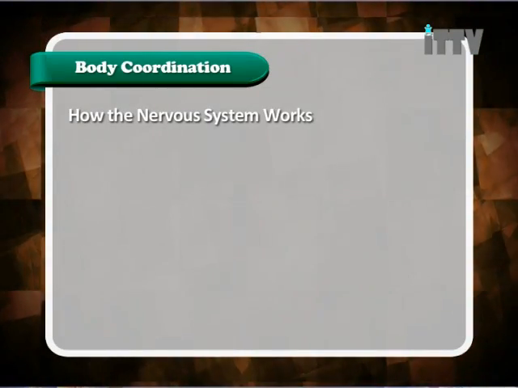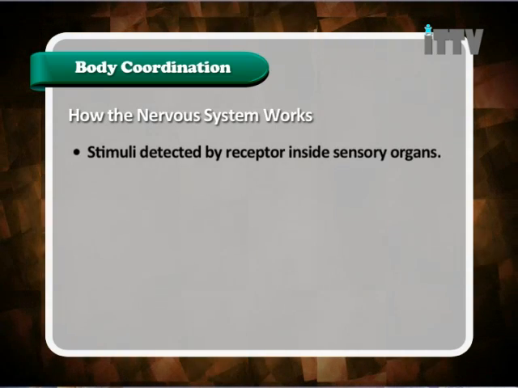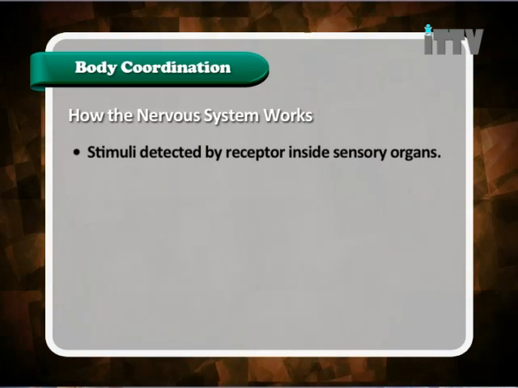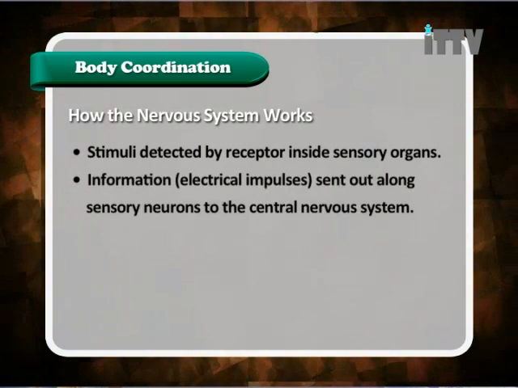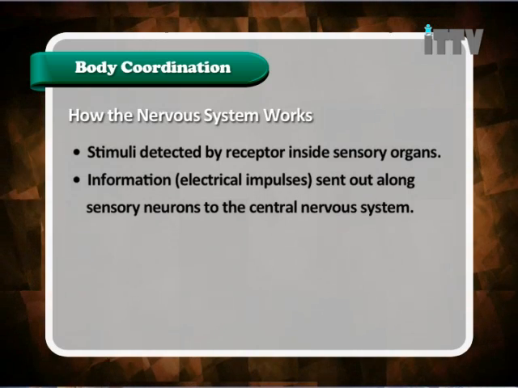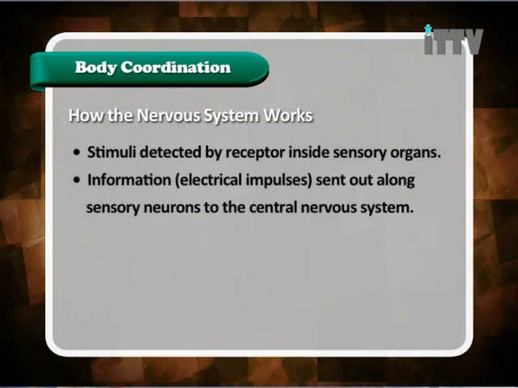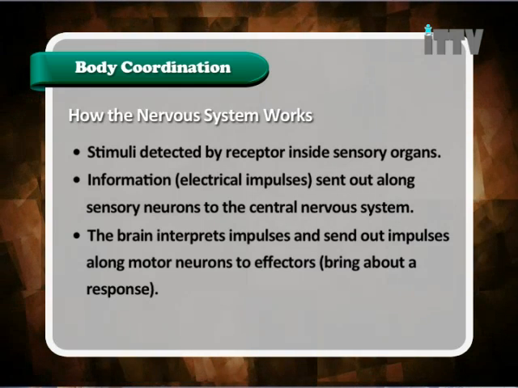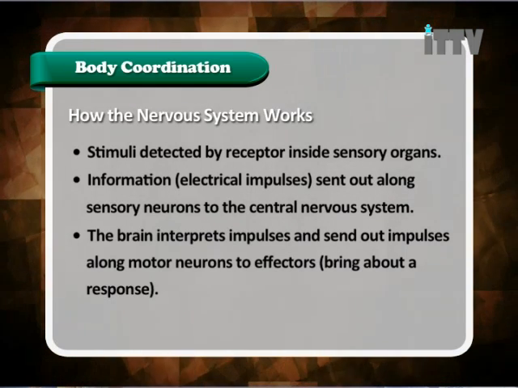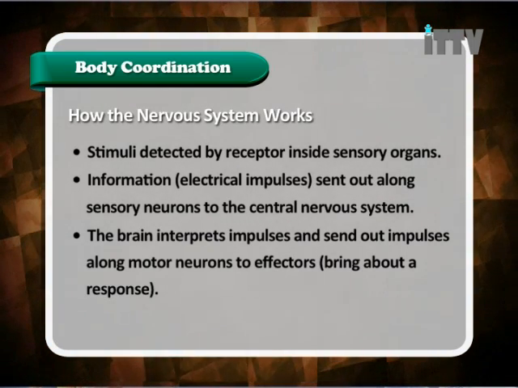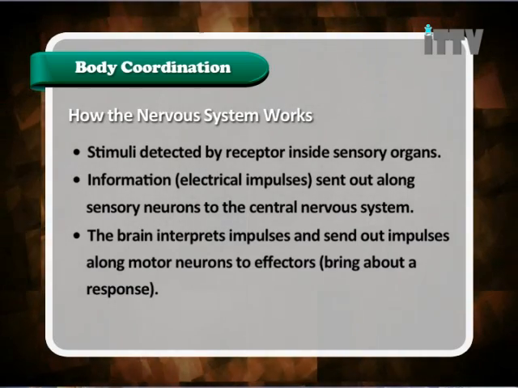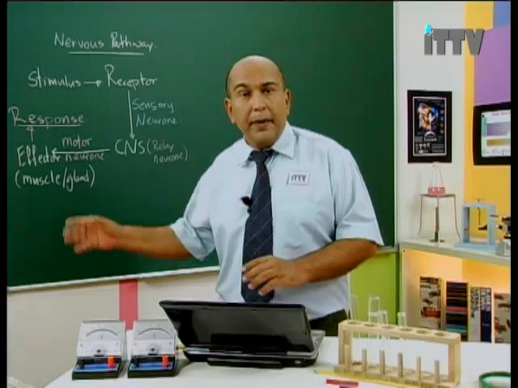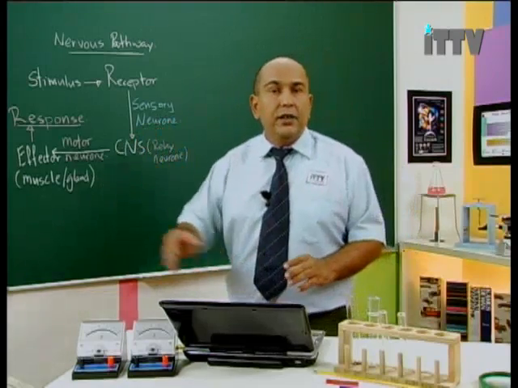How the nervous system works. Stimuli are detected by receptors inside a sensory organ. Information, an electrical impulse, is sent out along a sensory neuron to the central nervous system. The brain interprets the impulses and sends out impulses along a motor neuron to effectors, bringing about a response. So exactly what we said.